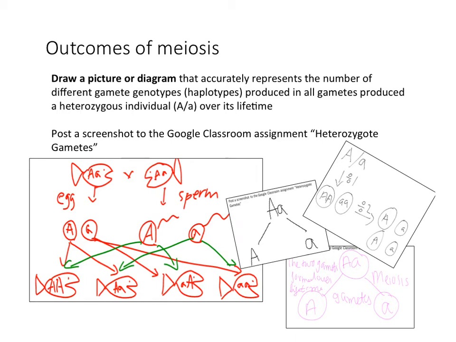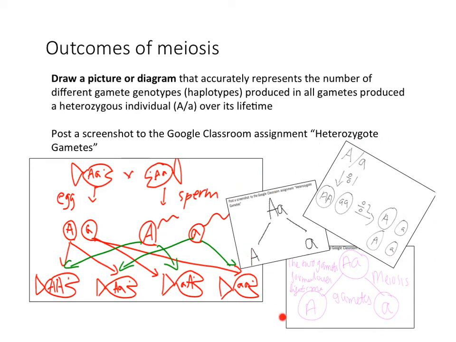I love the artistic approach. You've got fish that are heterozygous. So draw me a diagram that represents all of the different meiotic products, the gametes, that are produced over the lifetime of an individual. And these are some of the results that I got. It's unclear to me whether these represent the lifetime of an individual. Most of these are not wrong, just not what I was expecting.